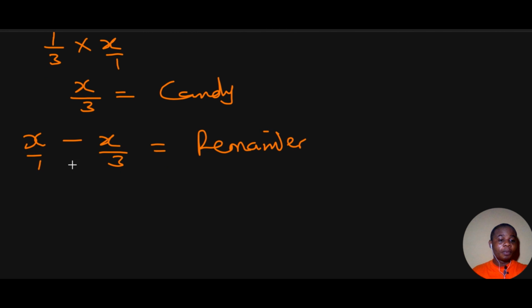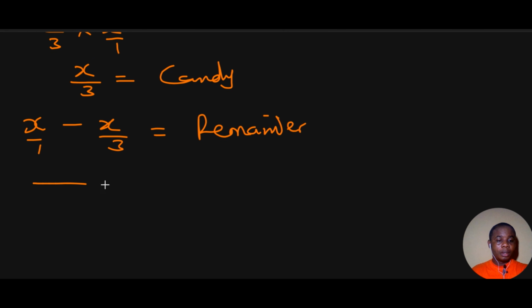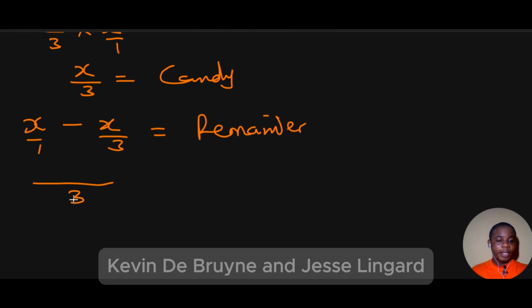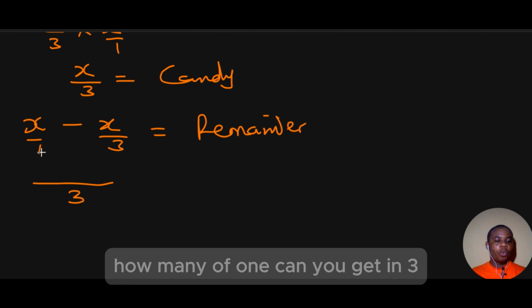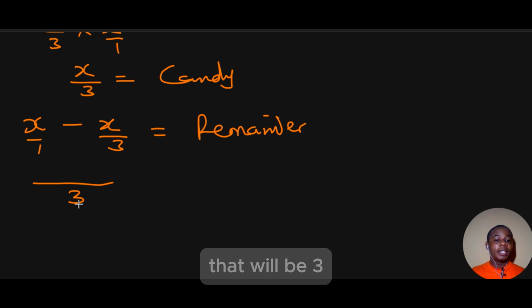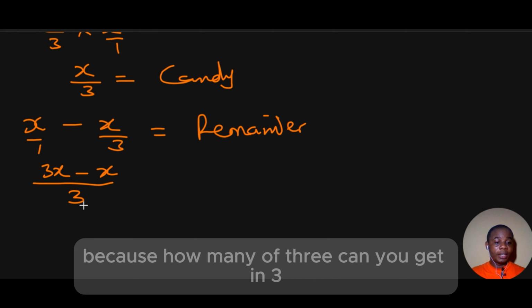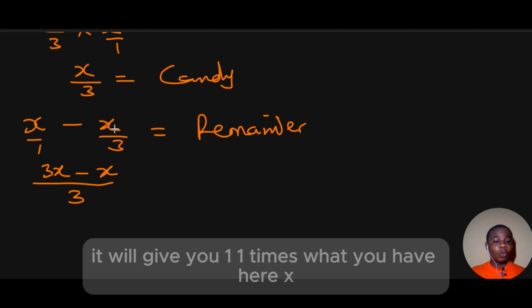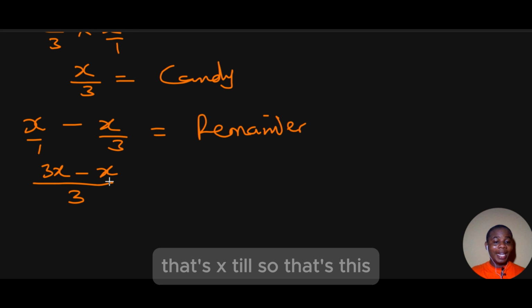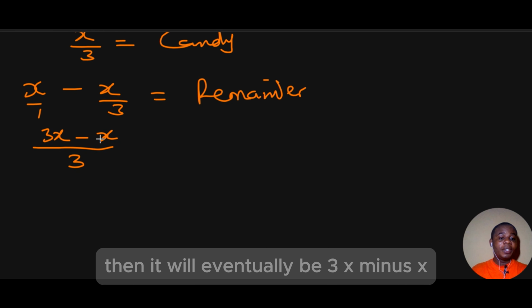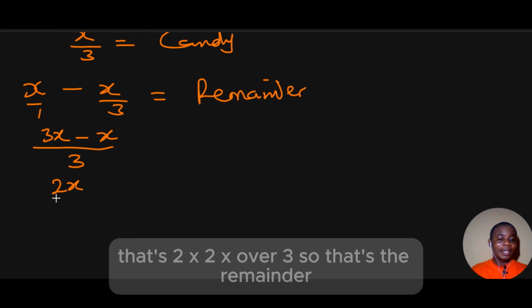Getting the LCM, the LCM is 3. How many of 1 can you get in 3? That will be 3. Then 3 times 1 will give you 3x, minus x. Because how many of 3 can you get in 3? It will give you 1. 1 times what you have here, x, that's x still. Then it will eventually be 3x minus x, that's 2x. 2x over 3. So that's the remainder.